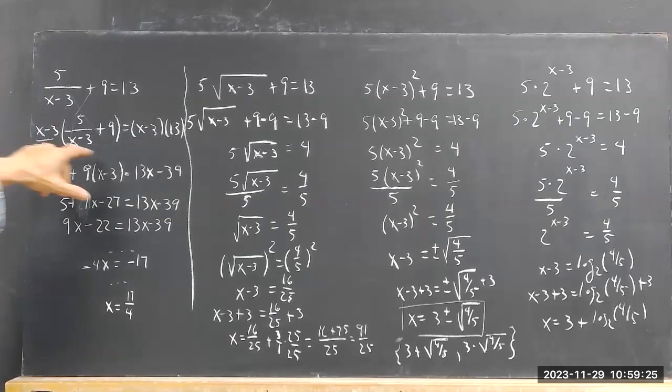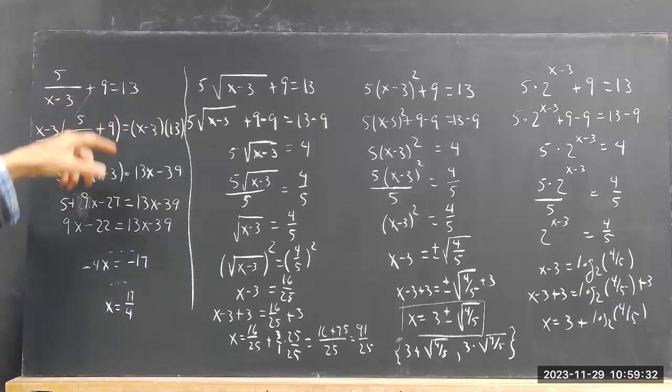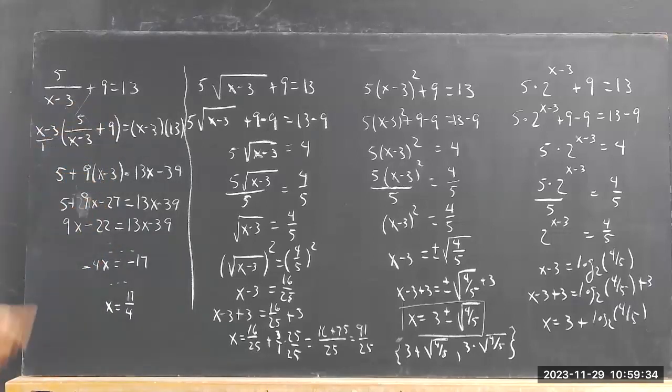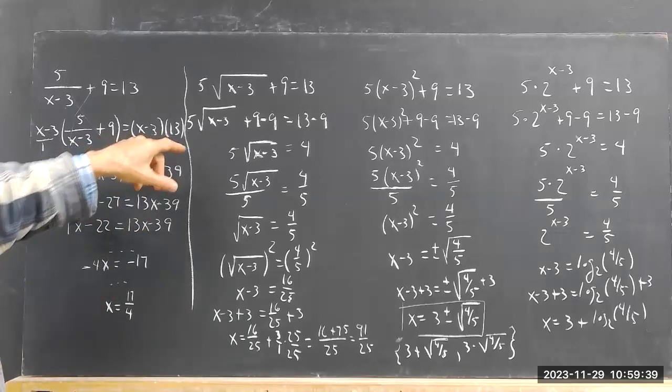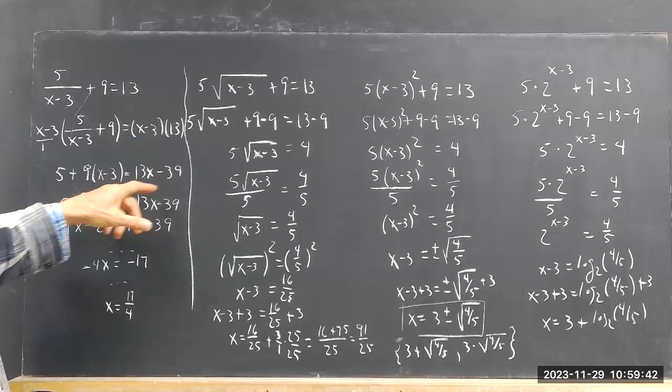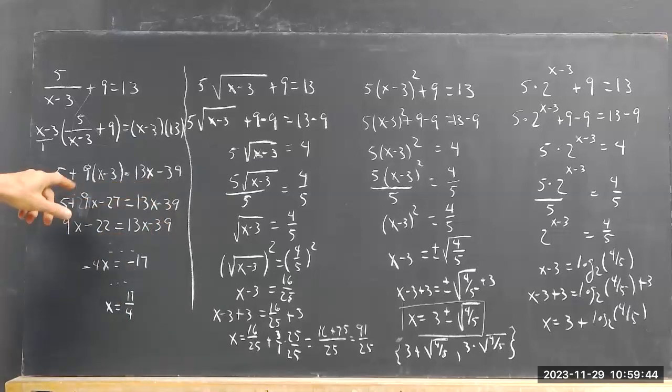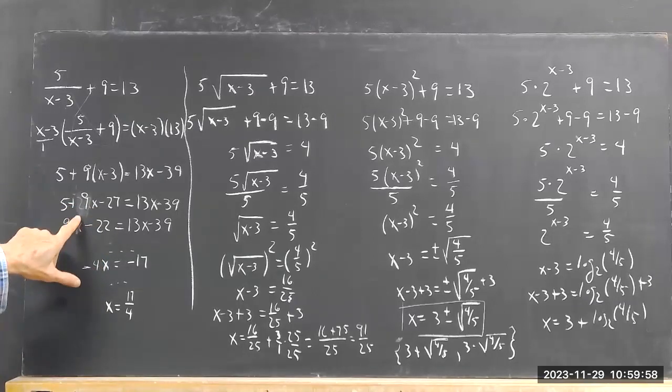So we get 5. And then we have 9 times the quantity x minus 3. X minus 3 over 1 times 9 is just x minus 3 times 9, or 9 times quantity x minus 3. On the right-hand side, x minus 3 times 13 gives us 13x minus 39. Then we use the distributive law here. And 9 times quantity x minus 3 is 9x minus 27. We add the 9 and the negative 27.